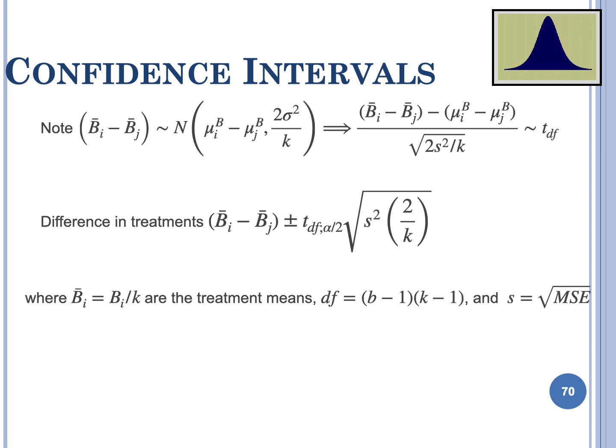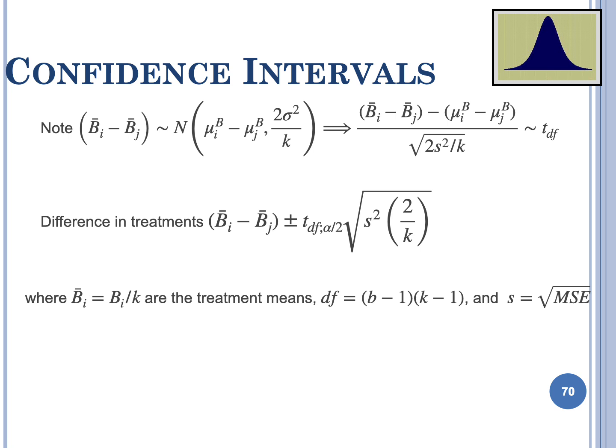Now let's see how we derive the confidence interval for the block means. The block means difference again has a normal distribution with mean, which is the population block means difference, and the variance 2 sigma squared divided by k. The 2 comes from the variance formula, since we subtract 2 block means. And because the calculation for each block mean contains k observations, we have a denominator which is k.